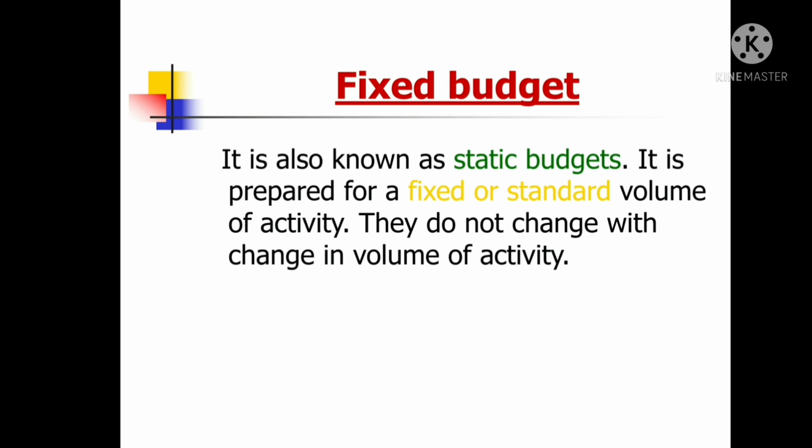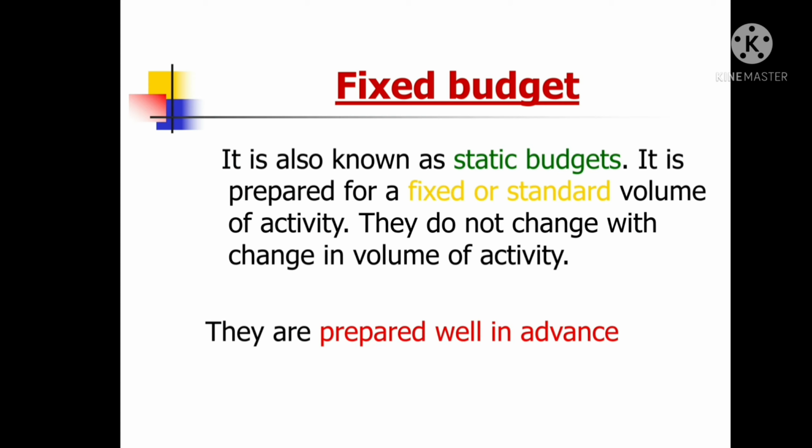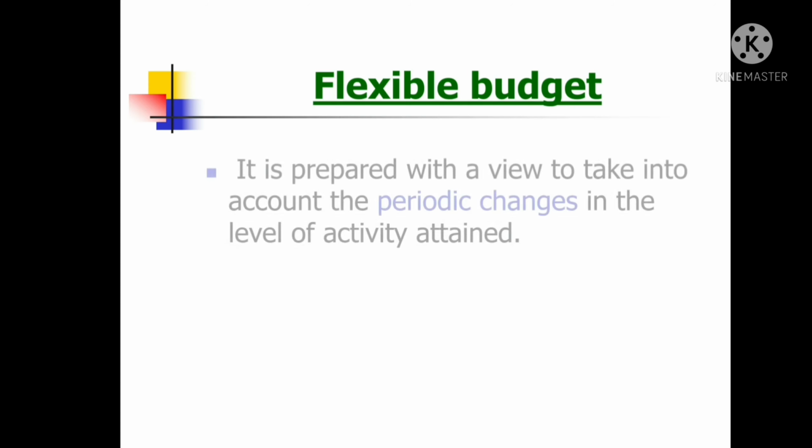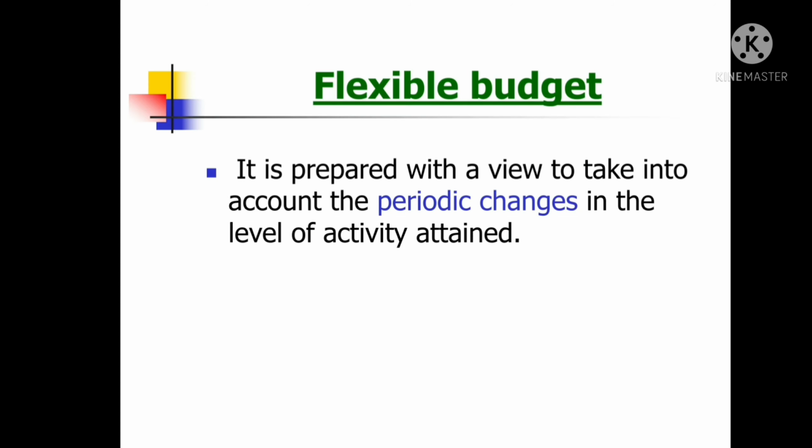Static budget is made for the fixed standard volume of activities. They do not change in the volume of activity. Then they are prepared well in advance. Fixed it is. Flexible means take into account periodic changes they are expecting.